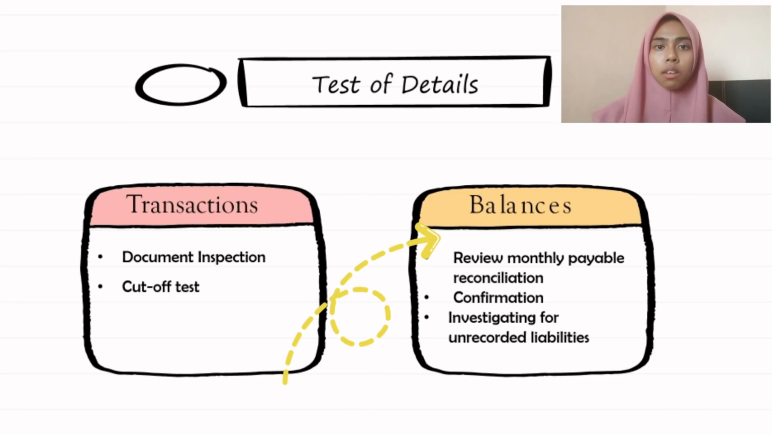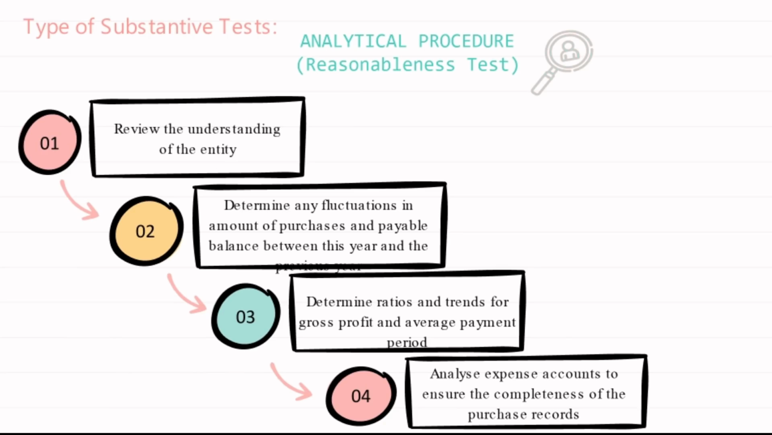And the last test is investigating unrecorded liability. There are three procedures used to identify unrecorded liability. The first one is to examine subsequent period purchase and payable transactions. The second one is to perform analytical procedures on expenses to determine any unusual reduction in expense. And the last one is to examine any contractual agreement or commitment that indicates the existence of liabilities.